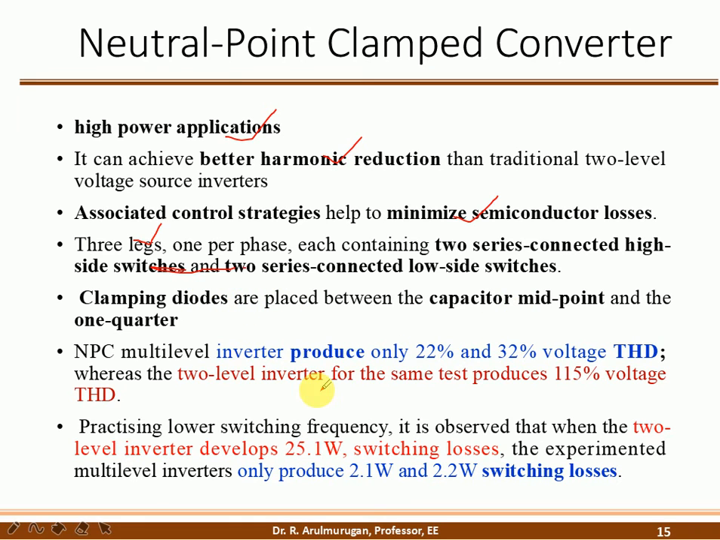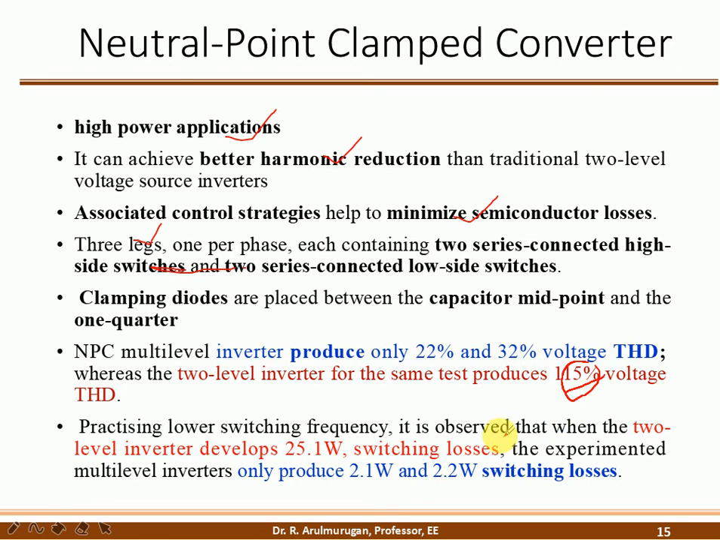Then you have comparisons. The neutral point clamped, or diode clamped, inverter produces harmonics levels of 22 percent and 32 percent only. For the 2-level inverter, the harmonics level is 115 percent. So comparatively that much is reduced.